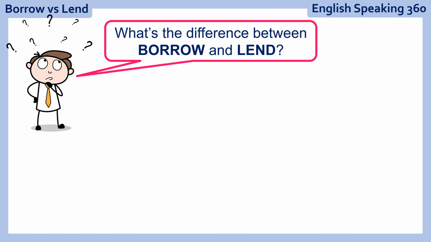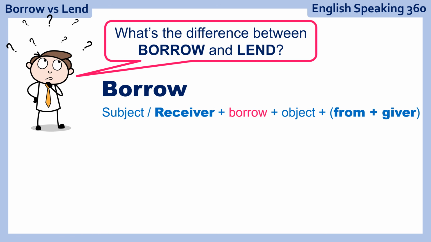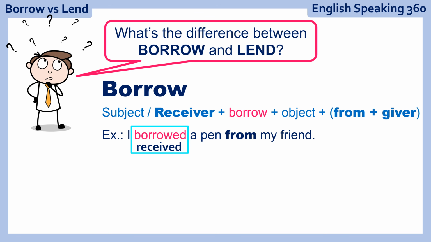What's the difference between borrow and lend? Because we have studied both by now, so you should know the difference. Here it is. Borrow: the subject is the receiver, and you can add "from" the giver. So for example, I borrowed a pen from my friend. And you can change borrow for received. I received a pen from my friend. If that works, it means you have to use borrow.